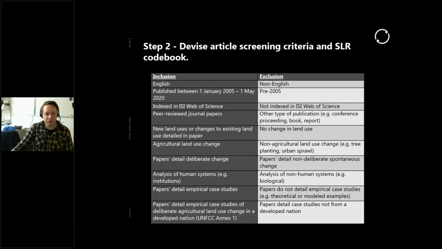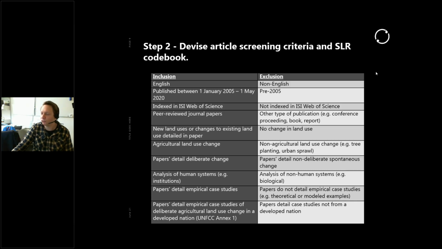So the second step is to devise article screening criteria in your SLR codebook. So the first thing I'll just go through here is the article screening criteria. You do this before you start the search. This is really important because if you don't have good screening criteria when you do your searches, you'll just find thousands upon thousands of papers, and you need to have a way of being able to filter those papers so that you achieve your goal.